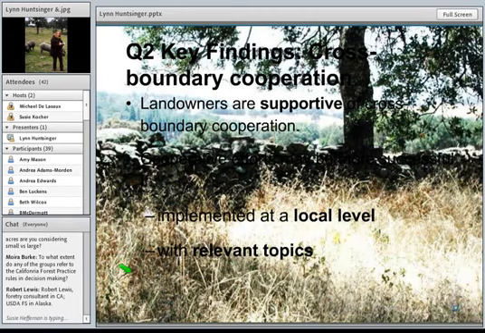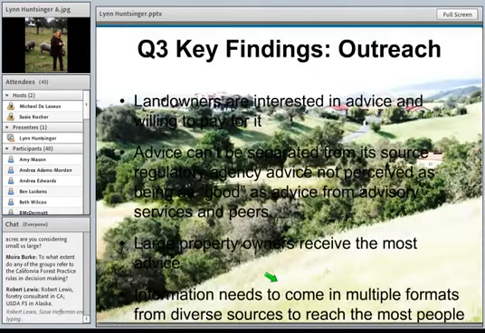To question 2 about cross-boundary cooperation, landowners are generally supportive of it. They really care who they're cooperating with and what the topic is. They want relevant topics, and they want them to be implemented at a local level. Neighbors are their preferred cooperators. And in outreach, people are interested in advice, and they're willing to pay for it in some cases.